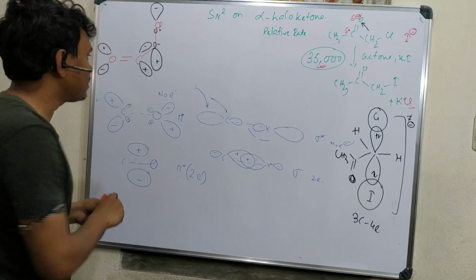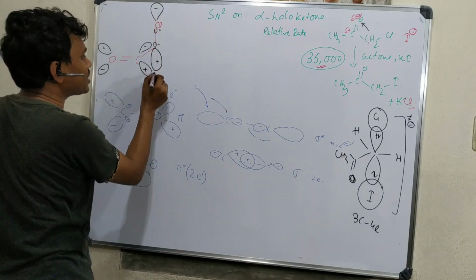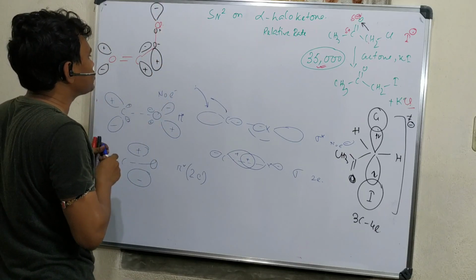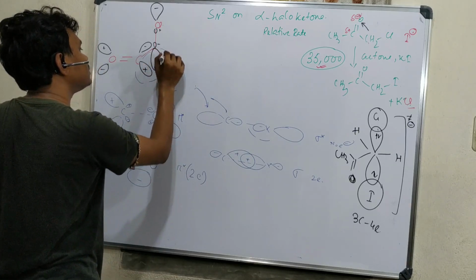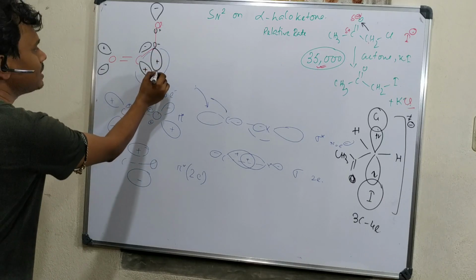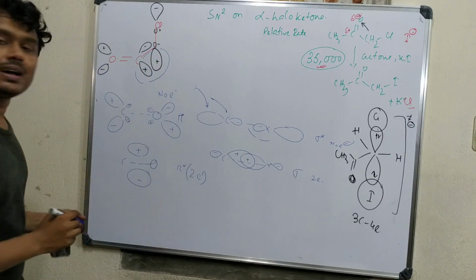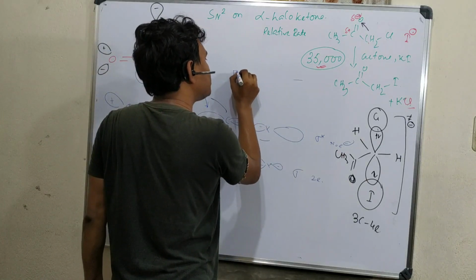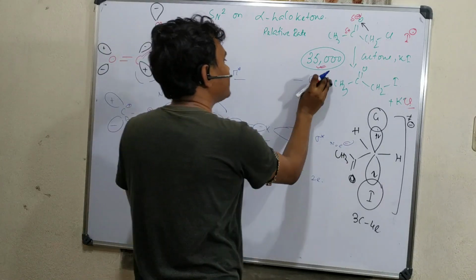What happens in case of MO? This pi star and this sigma star overlap. You have to observe this zone. Then you can understand this. Here, these two can overlap. What happens? This sigma star and pi star, if we overlap, this pi star and sigma star will be relatively higher in energy.